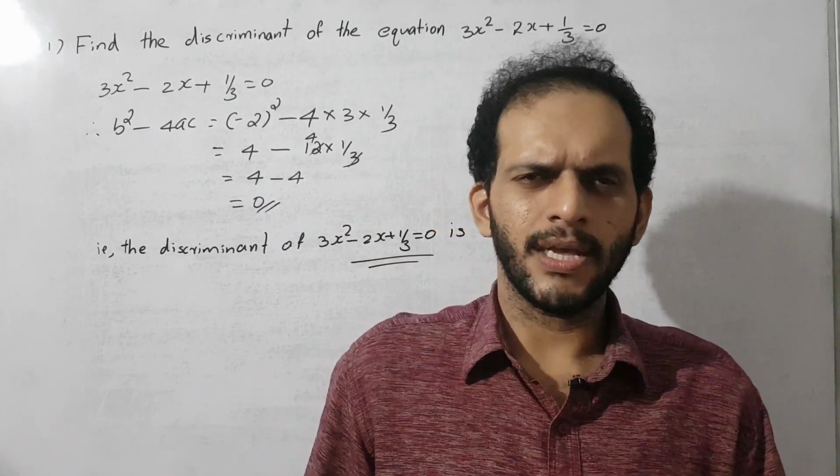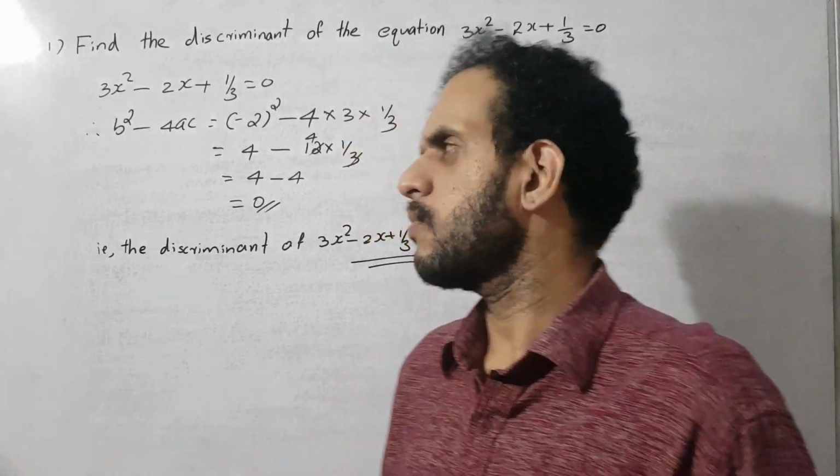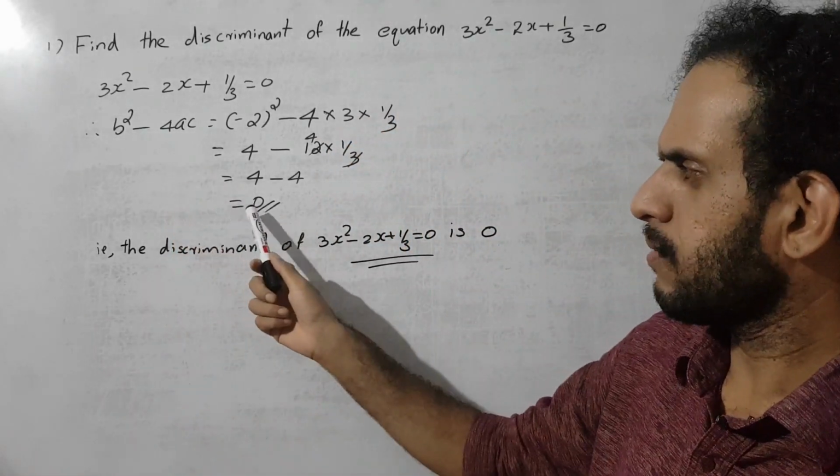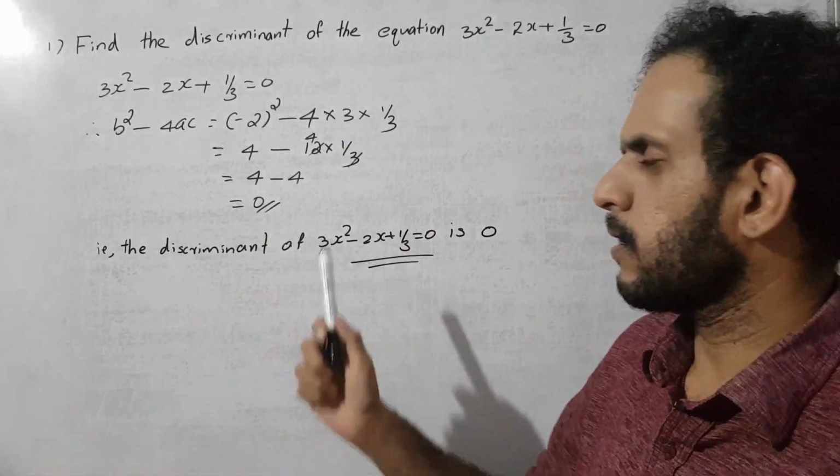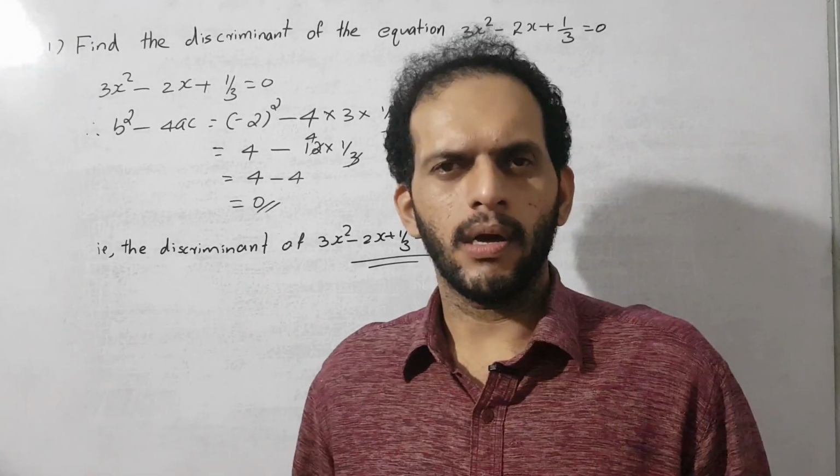Okay, then what is the nature of the roots here? The nature of the roots: the b square minus 4ac is 0. That means this quadratic equation has two equal real roots.